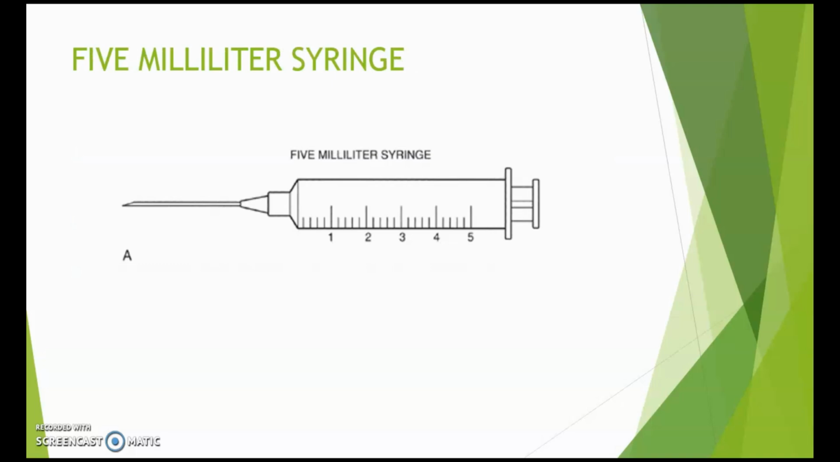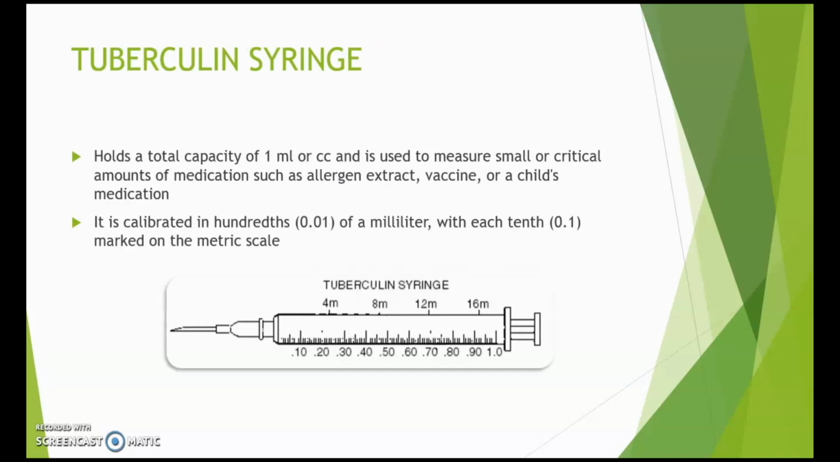And here we have an example of a 5 ml syringe. This is a tuberculin syringe, which holds a total capacity of 1 ml or cc and is used to measure small or critical amounts of medication such as allergen, aspirin, vaccine, or a child's medication. It is calibrated in hundredths of a milliliter, with each tenth marked on the metric scale.